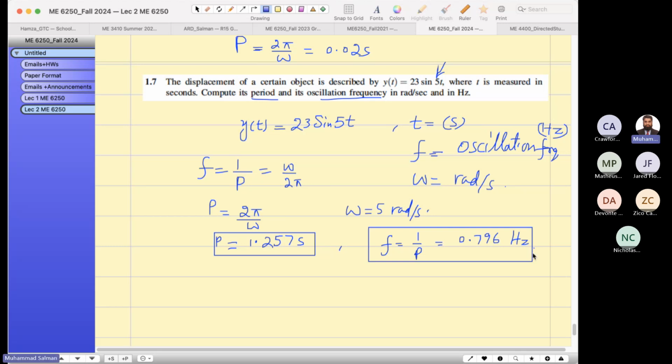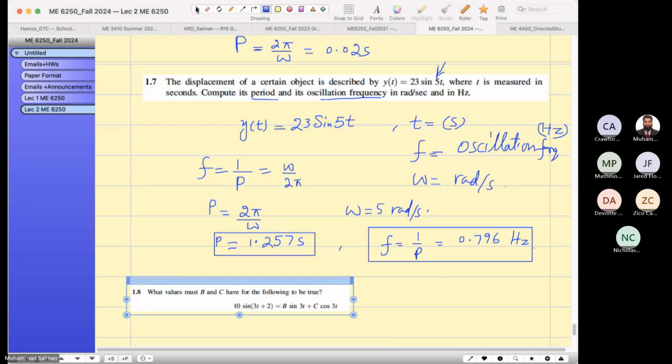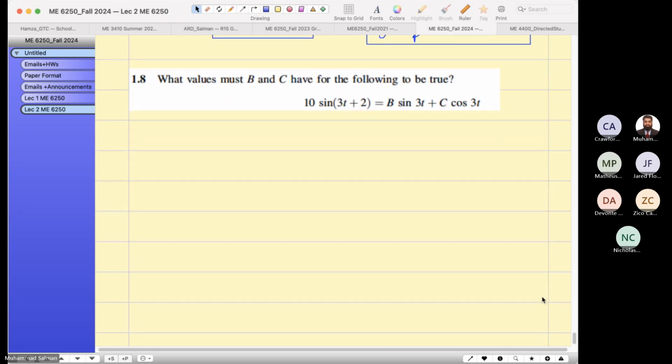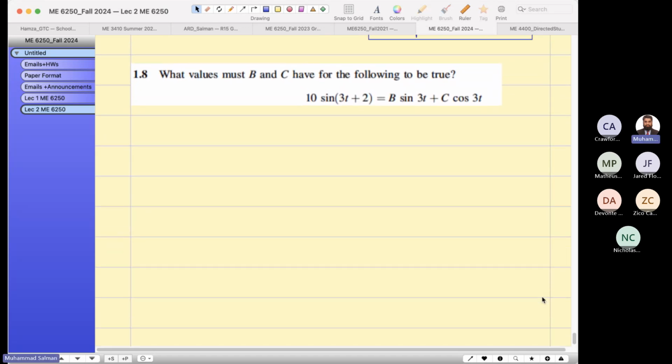You got this point correct? Okay, let's go to the next question. What values must B and C have for the following to be true? So we have to find out the values B and C.